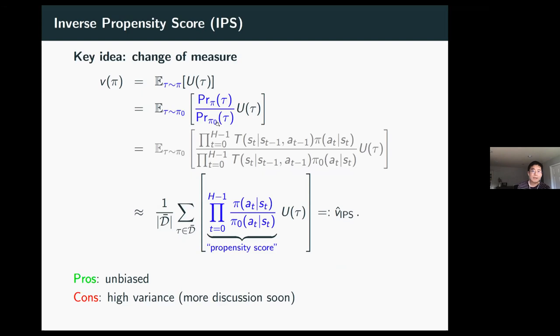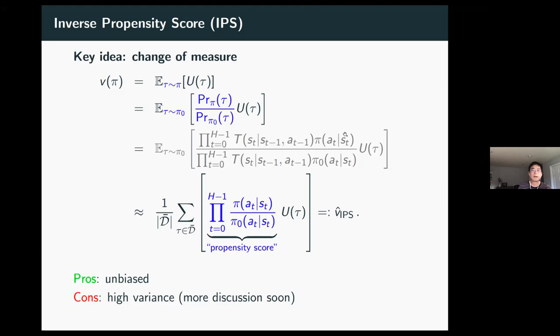And this quantity, the ratio of two probabilities, can be further simplified thanks to the Markovian assumption. It can be simplified into a product of ratios between the target policy and the behavior policy of individual actions conditioned on the corresponding states. These are observed from data, so you don't have to estimate them, you can compute them from data. This is the propensity score, the weights that you can use to debias your data. The problem with this is that the variance is often high.